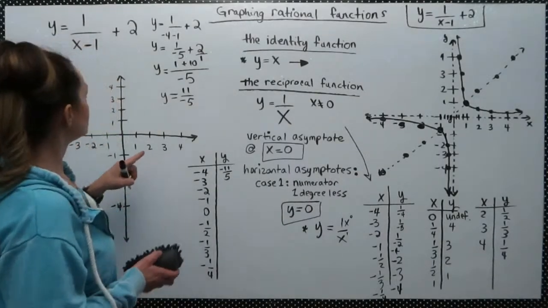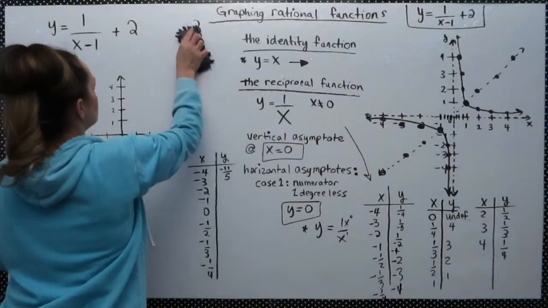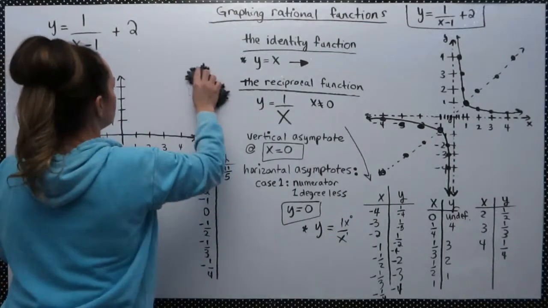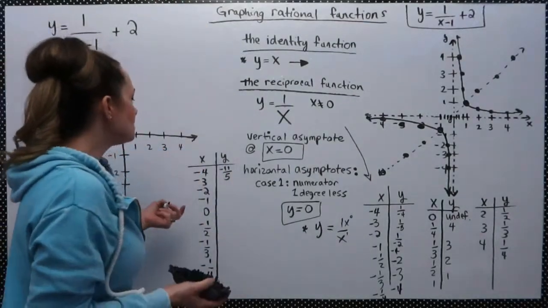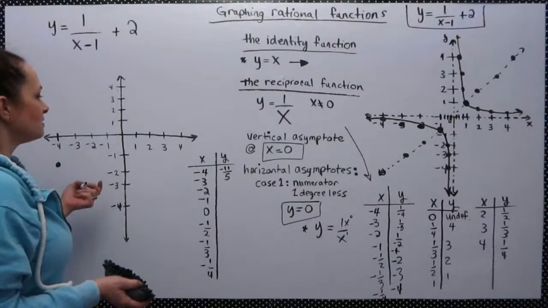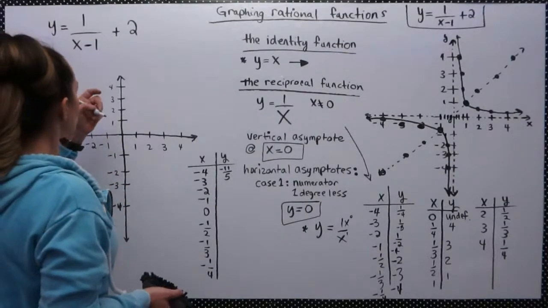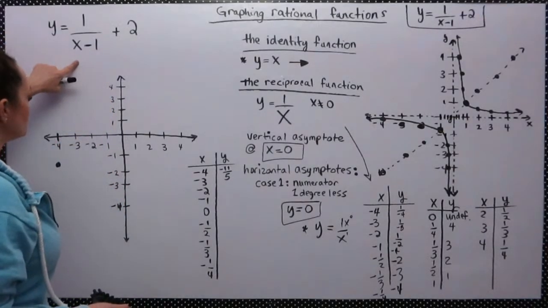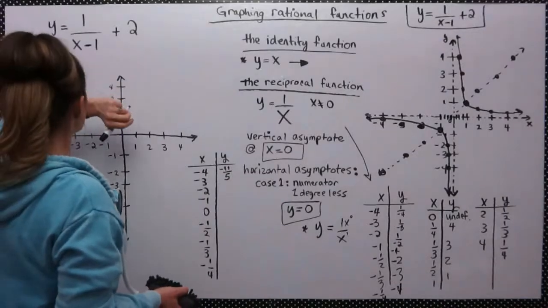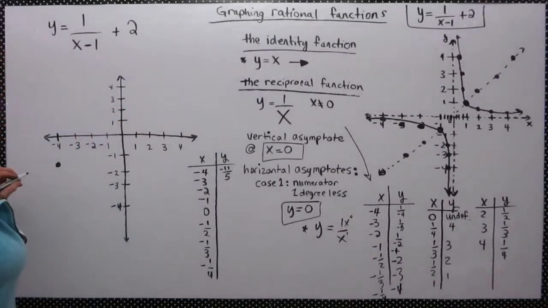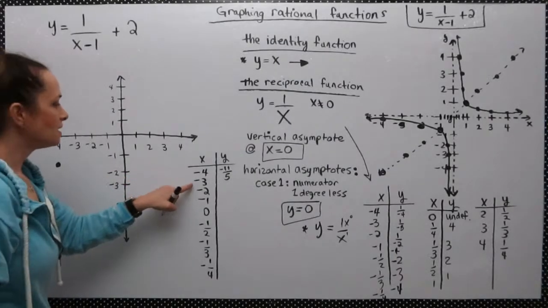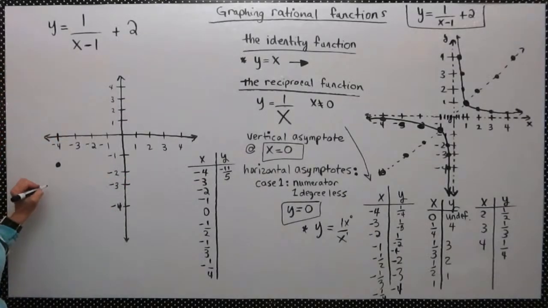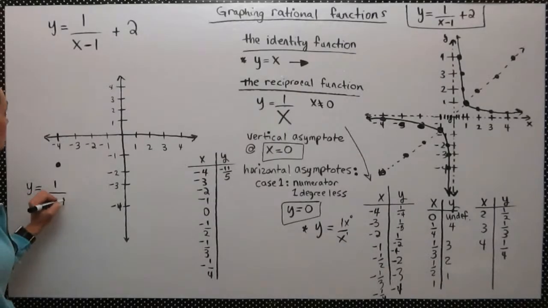Then I'm going to erase this and we'll try to find another point on the graph. It might be easier to shift it. It's your choice. If you're familiar with the transformations, you could just move those points. But if you're not, then what you want to do is just plug in. So let's see what the function's doing at -3. We'll plug in 1 over -3 minus 1, plus 2.